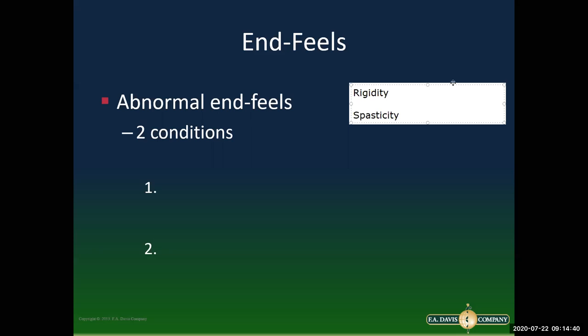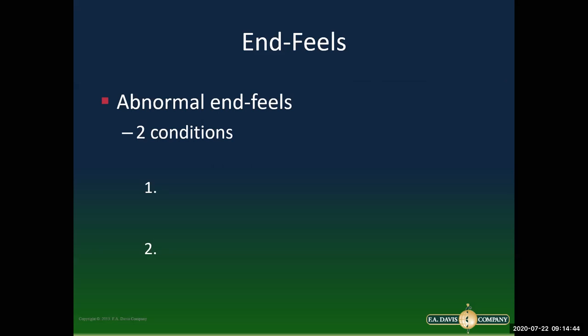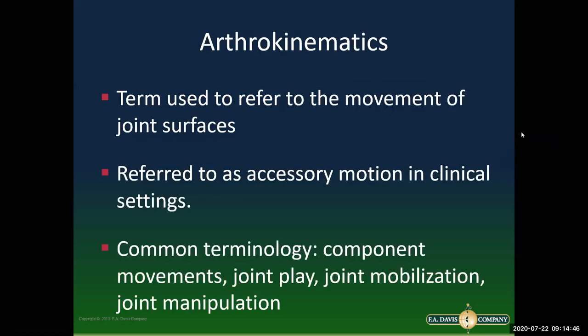But all those go under the empty end feel, because the empty end feel is when we're limited by something that's not normal. So we've got our arthrokinematics, right? This is a term to talk about the movement of the joint surface itself. A lot of times they're referred to as accessory motion. That's where we get to component movement, joint play, joint mobs, and joint manips. Those are all terms of arthrokinematic motion. So that's slide and glide, right? Or roll, spin, glide. All of that comes into play when we're talking about this.